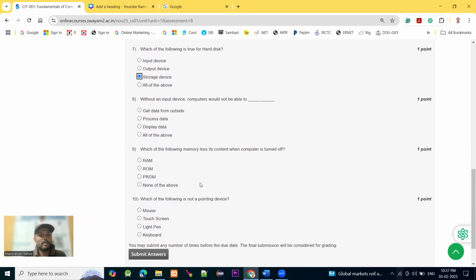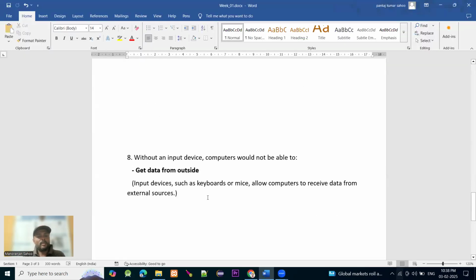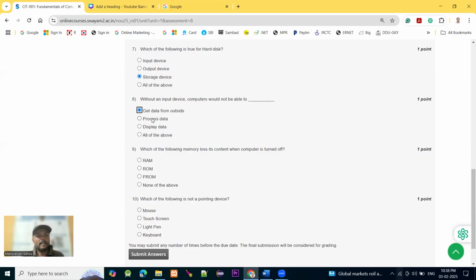Moving to question number 8, without an input device, the computer will not be able to get data from the outside. Input devices such as the keyboard and mouse allow the computer to receive data from external sources. So getting the data from the outside will be the right answer.